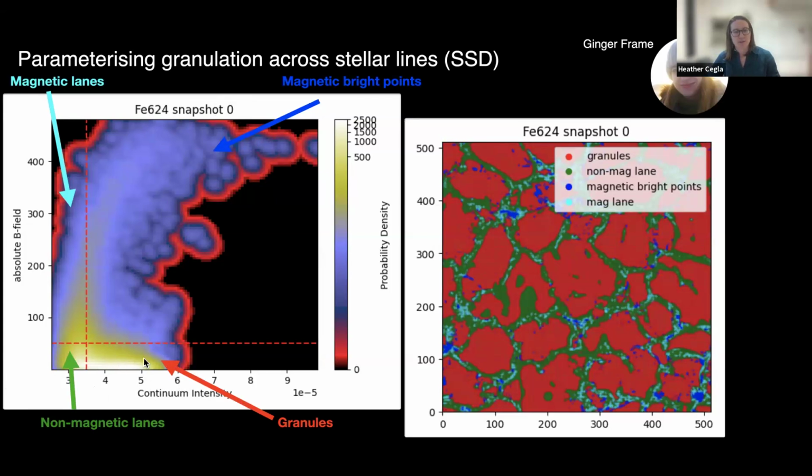So we've got this cluster here, because it's bright and not magnetic, would be your granules. And then these ones here are a bit more magnetic and they're bright. That's your magnetic bright points. And then conversely, you get your magnetic lanes and your non-magnetic lanes here. And then this is just an example of showing that in this new cube, how those match, where the granules in this particular image are shown in red.